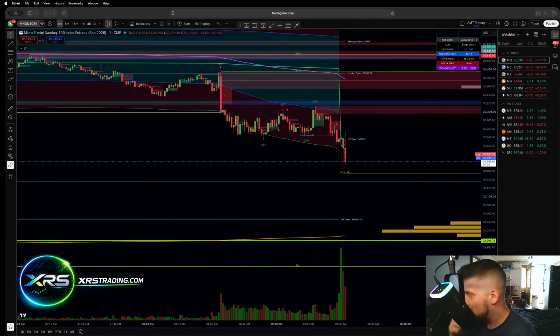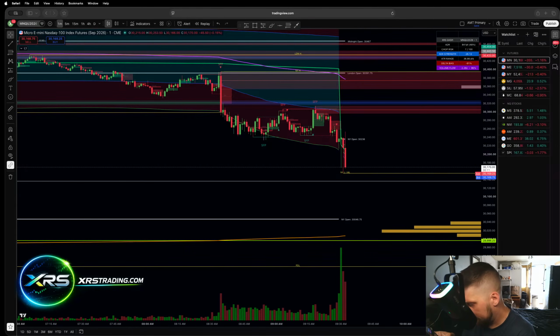Did we push it out? Nah, we ain't even filled the gap yet. It should fill this gap at least. Yeah, here it goes. It should come down to at least 142. I'm looking at the 1 hour.